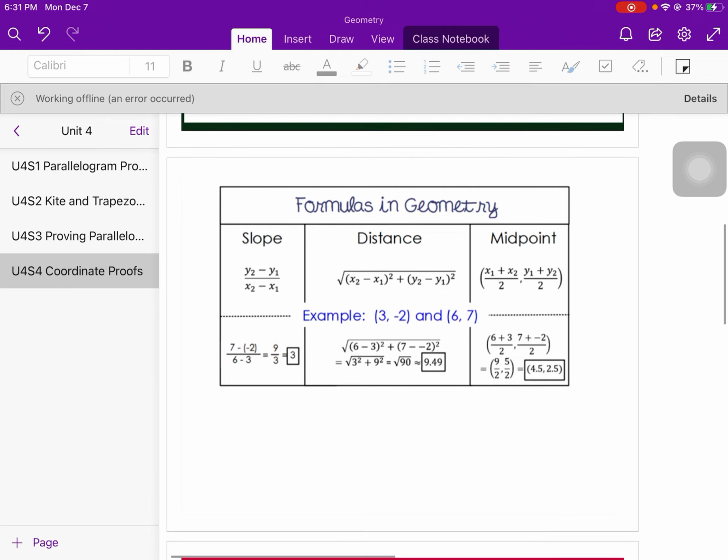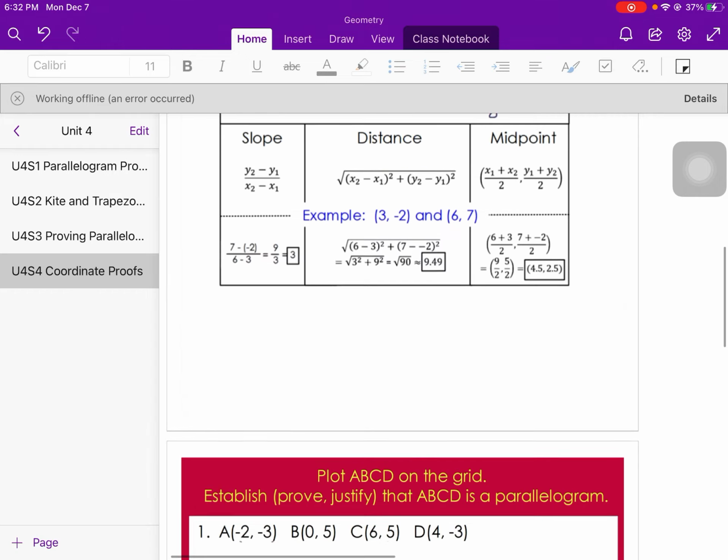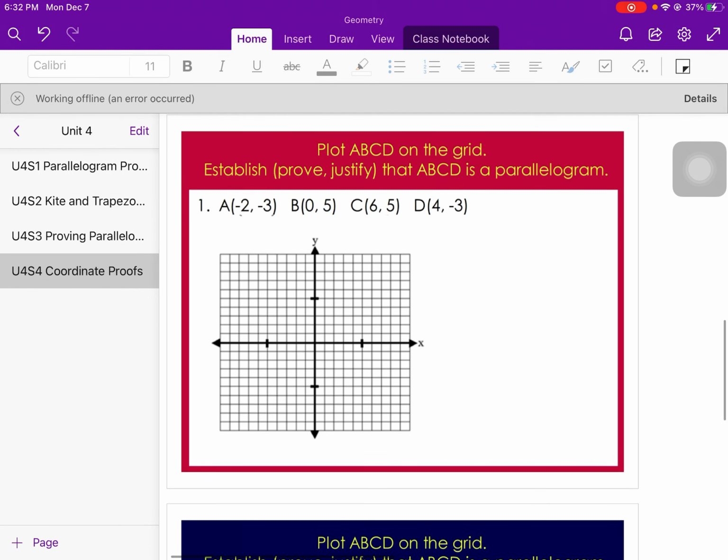Here are some of the formulas that we use: slope, distance, and midpoint. Remember that slope proves that things can be parallel because if you have the same slope between two lines, then they have to be parallel. The distance formula would give us the lengths of sides, so if we could use the distance formula to find that opposite side lengths are congruent, that would help us. And then the midpoint formula actually shows us where the midpoint is of a segment, and this has to do with the diagonals. So I'll talk about this here in just a second.